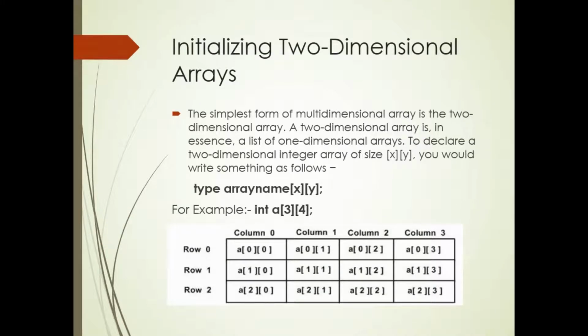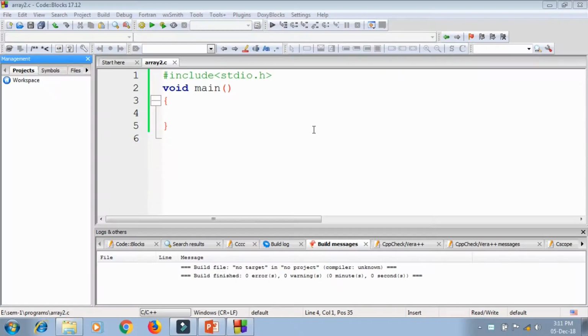So now let's see one simple program of matrix addition and subtraction using two-dimensional arrays. Now let's see an example of matrices using two-dimensional arrays. So let's start.